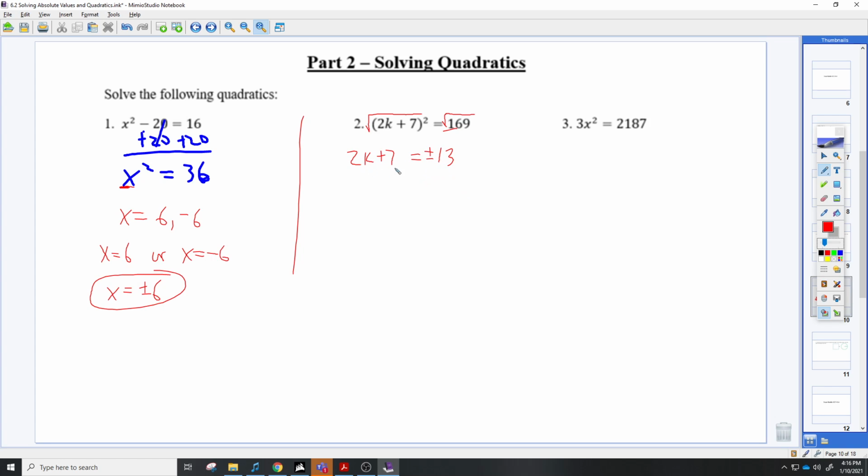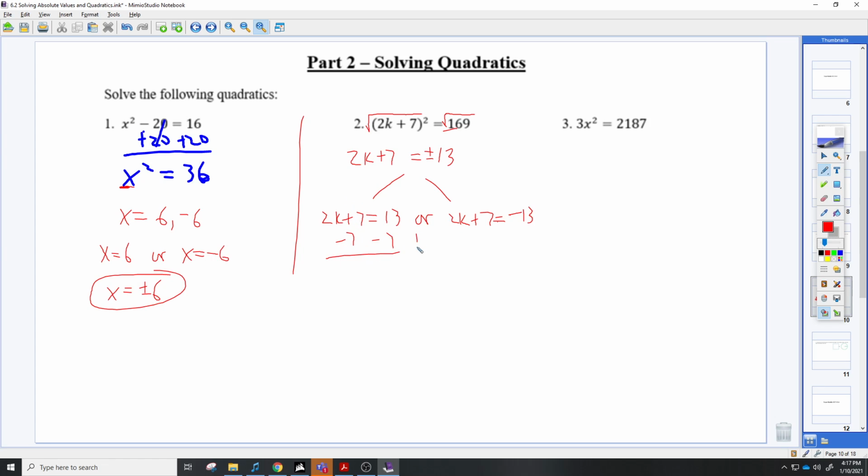So since we have more work to do, I'm going to separate this into two different equations, right? Like we did with the absolute value. As soon as I get rid of this squared, I need to make two equations. I'm going to say 2k plus 7 equals 13, or 2k plus 7 equals negative 13, which is exactly what we did with the absolute value problems. We separated into two different equations and then solved each one. One's positive, one's negative. So we'll solve them.